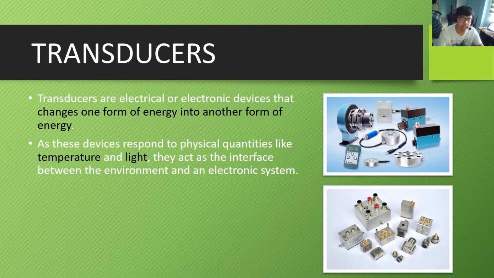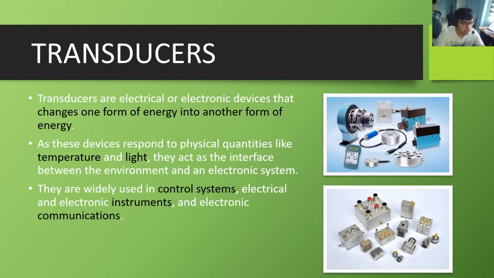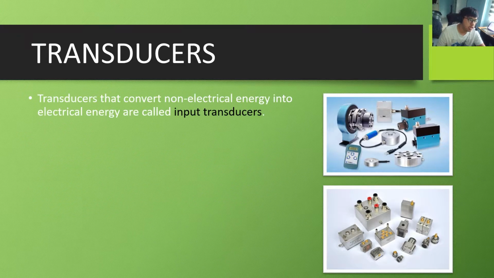So that means they take something from the outside world and turn it into electrical signals or data, or they use electrical signals or data and produce it in the outside world. These are widely used in control systems, electrical and electronic instruments, and electronic communications. There are two types of transducers.